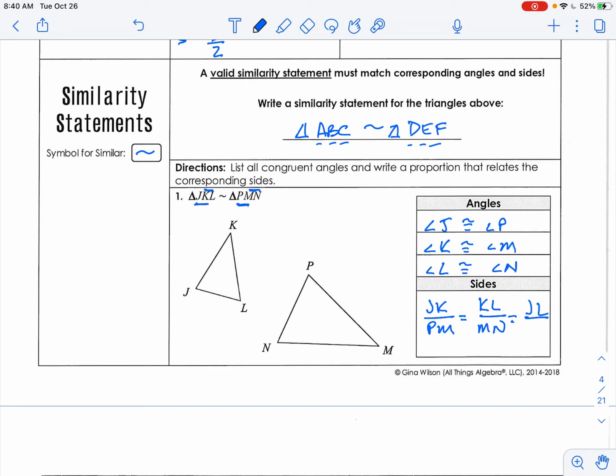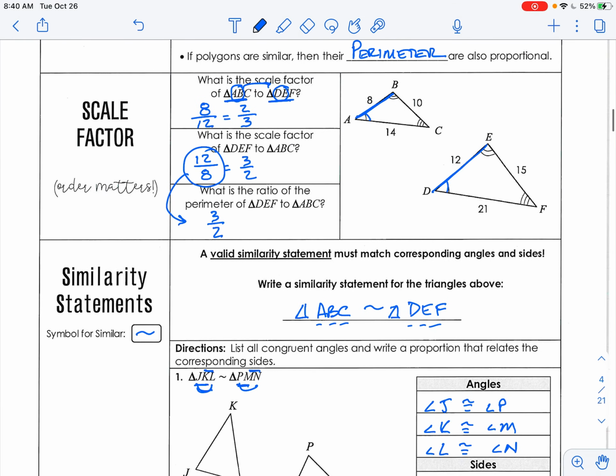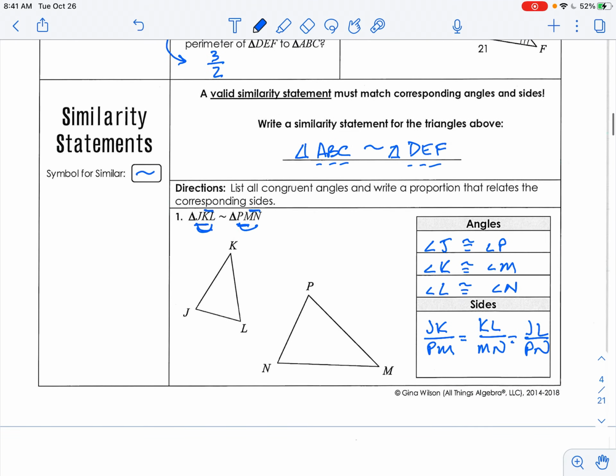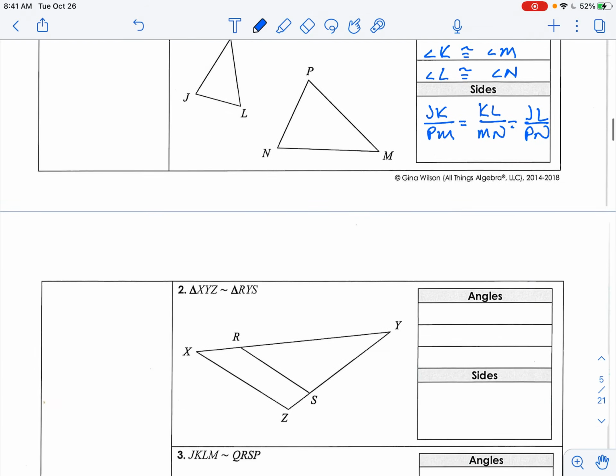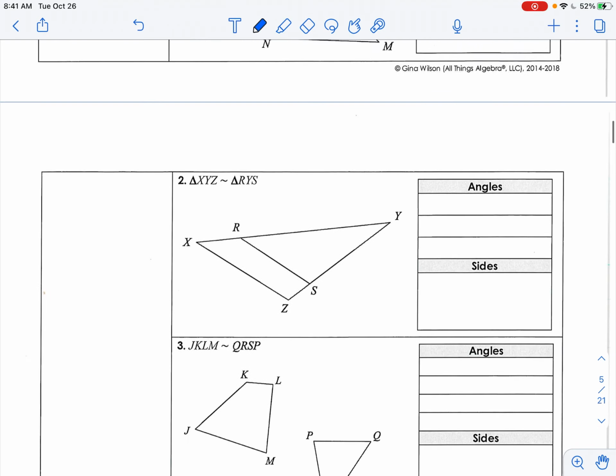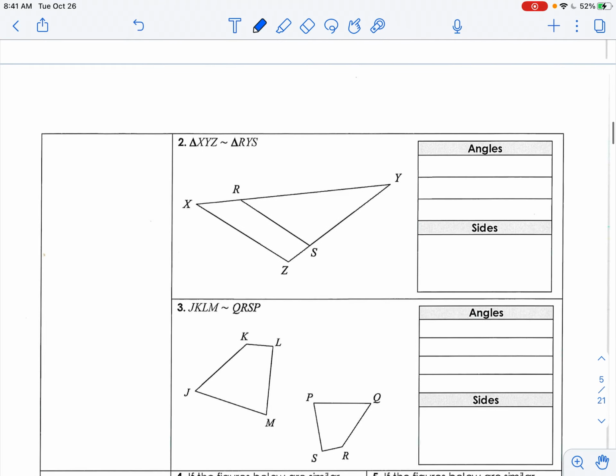Also congruent to, equal, the ratio is equal to JL and PN. Okay, all of these ratios are equal. So just like up here, when we found this one is 3/2, guess what the ratio of all the other sides are? They're all 3/2. So the emphasis here is all the angles are the same and all the sides are proportional. All right, let's try to apply that here a little and see.